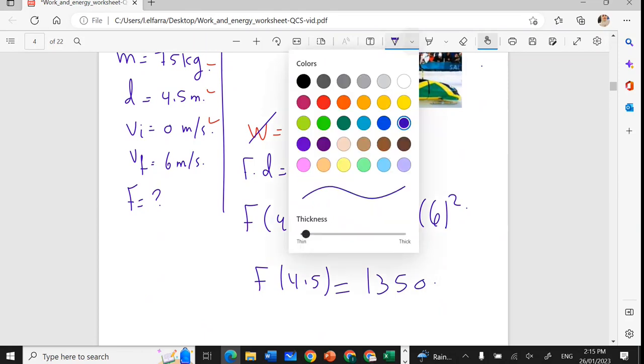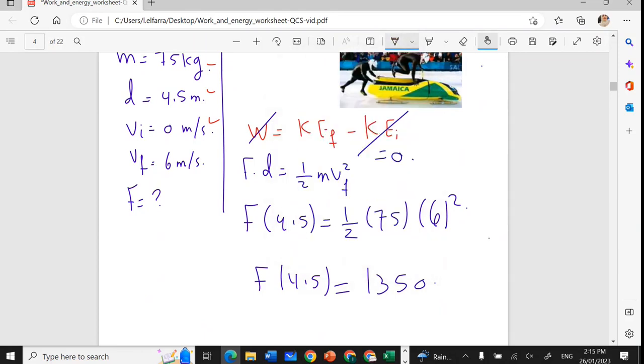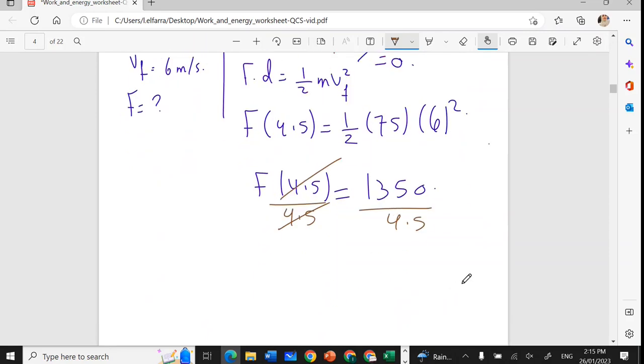1,350. I need F, so I'm going to divide both sides by 4.5 to find F. This will give us 300. This is the value of F. So F will equal 300. Don't forget the unit, newtons.